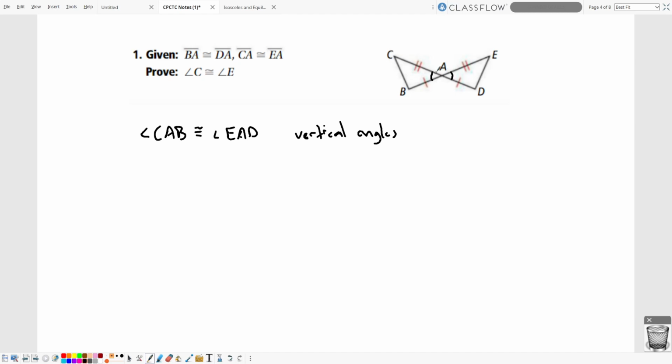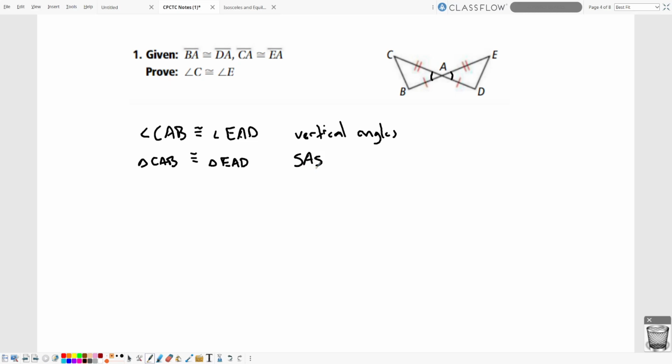And now I have that these two triangles, triangle CAB, would be congruent to triangle EAD. The reason I know that CAB and EAD are congruent to each other is I have two sides and an angle, and this is an included angle. So this is going to be side, angle, side.